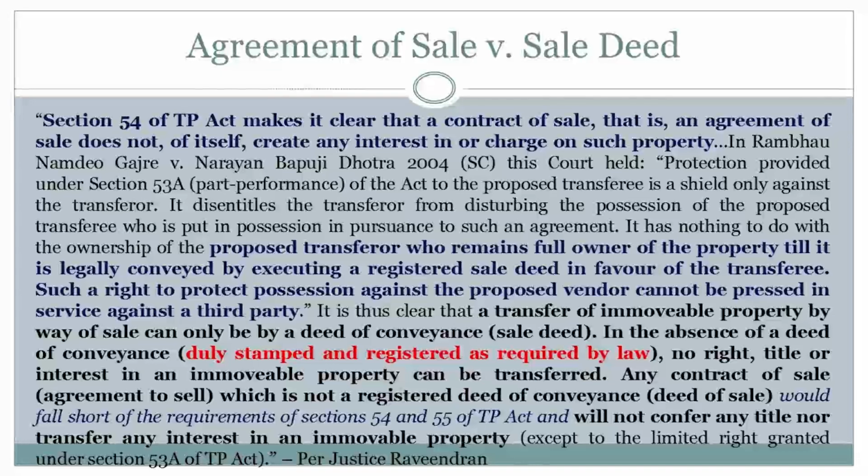In the absence of a deed of conveyance duly stamped and registered as required by law, no right, title or interest in an immovable property can be transferred. Any contract of sale, that is an agreement to sell, which is not a registered deed of conveyance, a deed of sale, would fall short of the requirements of Section 54 and will not confer any title nor transfer any interest in immovable property except the limited right to possession being protected or preserved under Section 53A of the TP Act.